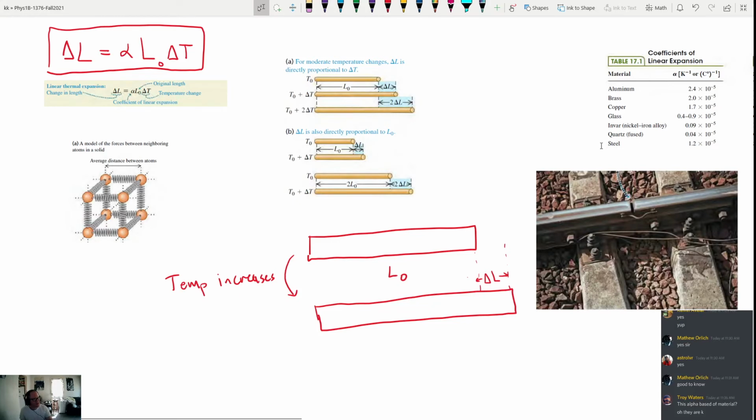It's not super surprising that steel and aluminum, which are metals, and metals we know are malleable. They can be hammered out into sheets, right? You can bend them pretty easily as long as they're thin enough, right? You can take a stainless steel fork. It's pretty easy to bend the tines of a stainless steel fork, right? Because they're malleable, it's probably not that surprising that metals tend to expand more than stuff like quartz.